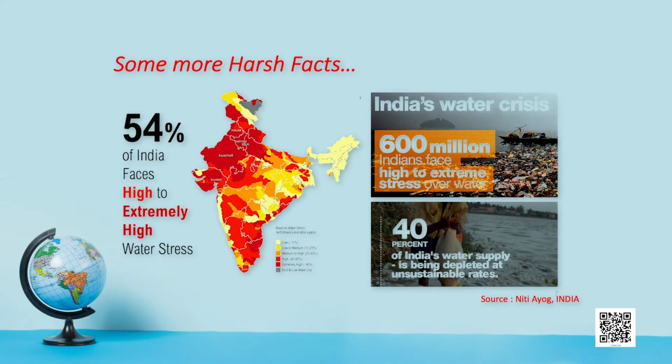That is groundwater and surface water. As per Niti Aayog, more than half of the population of India faces high to extremely high water stress. And around 40% of India's water supply is being depleted at unsustainable rates. Now let's understand the cause of this grave situation of water scarcity in India.